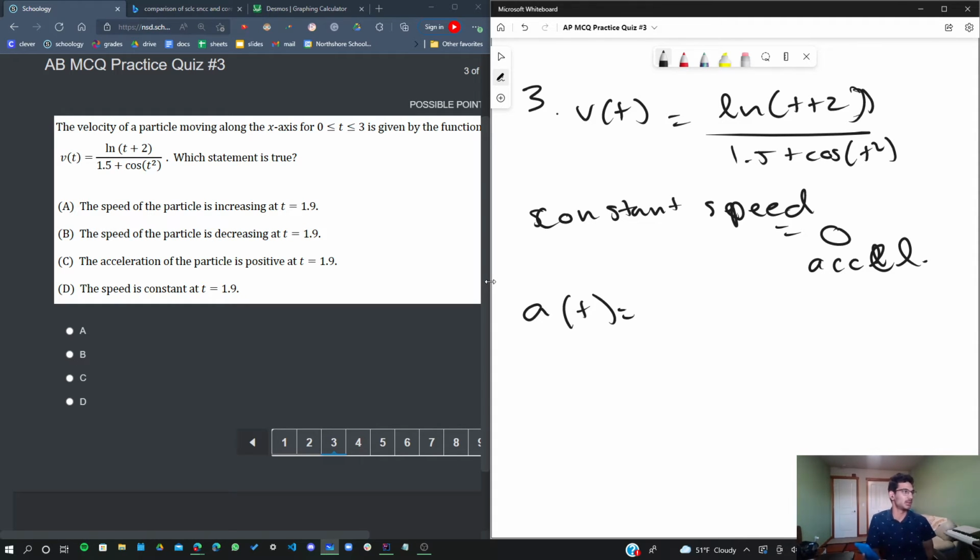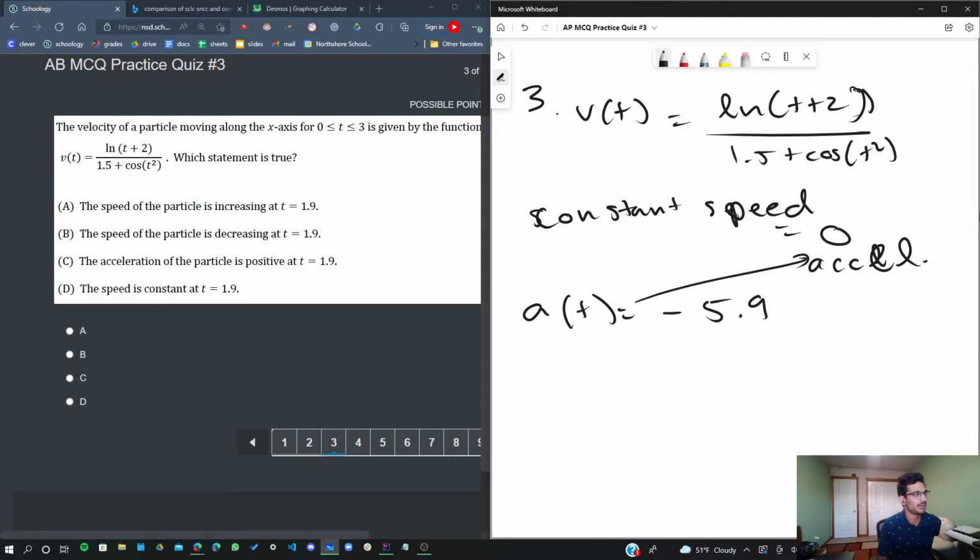So I get a negative number. I should probably just find y1 alpha trace, y1 at x equals 1.9. Here I get that the acceleration is not positive. The speed is not constant because I get a number. The number is negative 5.9. So it's not 0, so it can't be C. Sorry, it can't be D. Acceleration is not positive, it's only negative. So it can either be A or B.